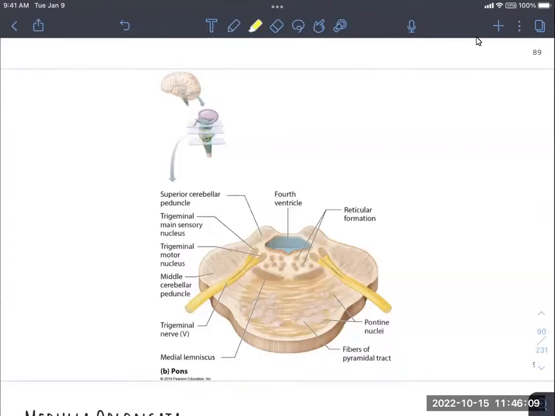So here is the pons. You can see that fourth ventricle that goes through that pons. We still have that reticular formation. We have our cranial nerves coming out. We have fiber tracts. We have different nuclei.